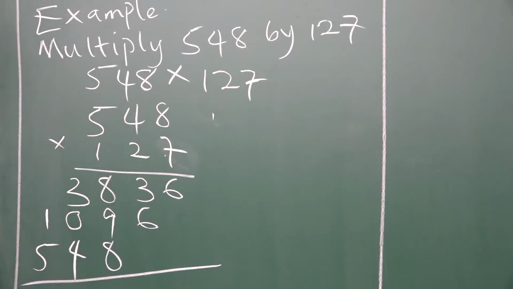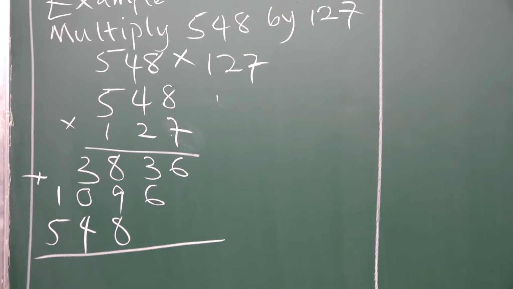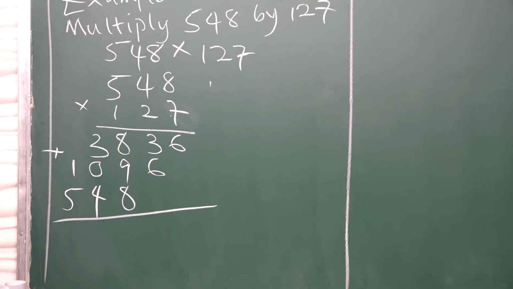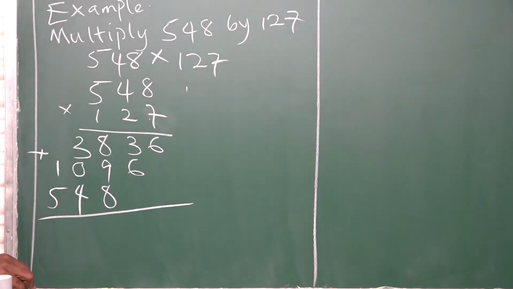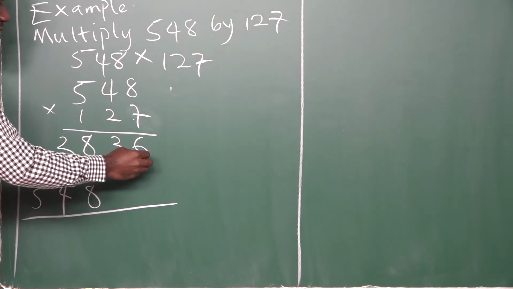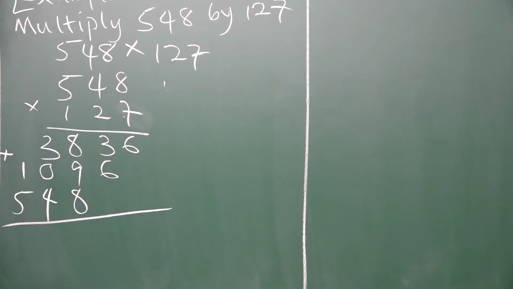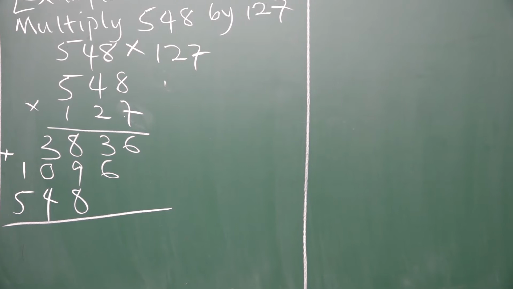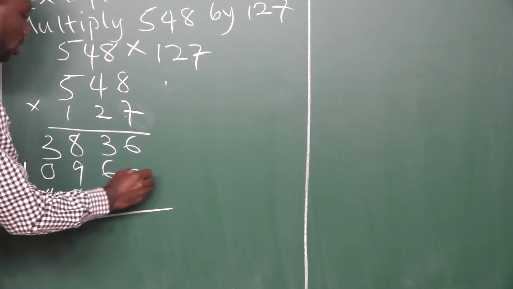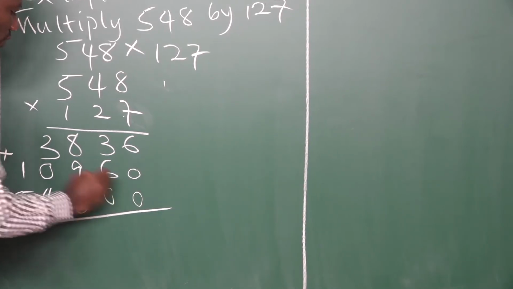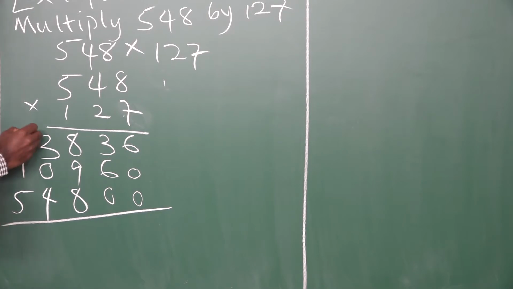Now, it's time for addition. From here, we'll begin to add. And in order not to confuse us, you notice that we have some empty spaces here. Those empty spaces can be filled with 0, just to avoid unnecessary confusion. But if you like, you can leave it as it is as well.